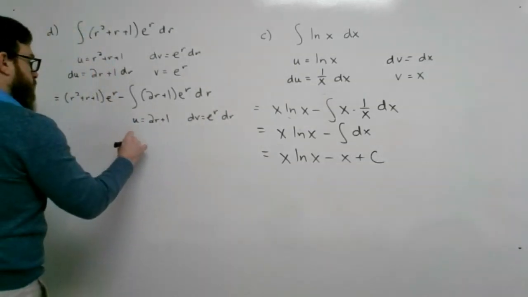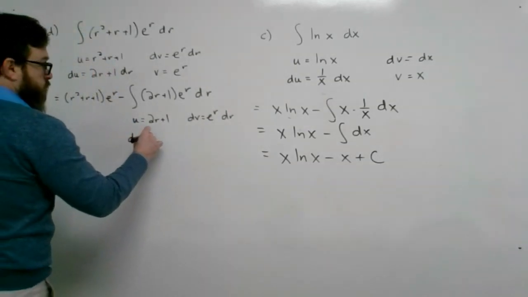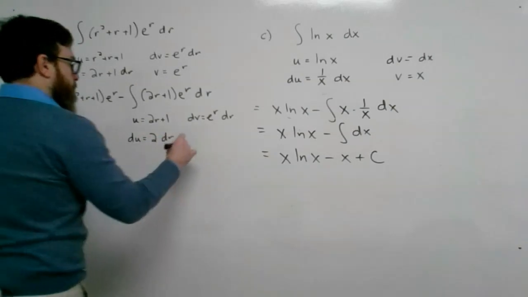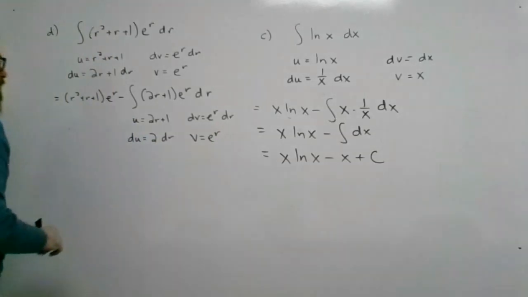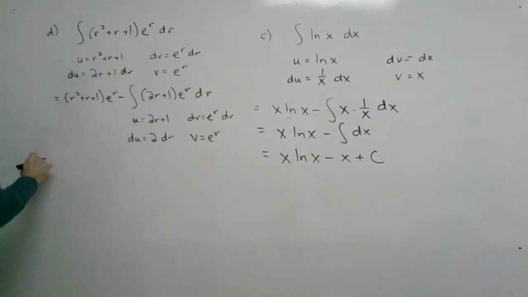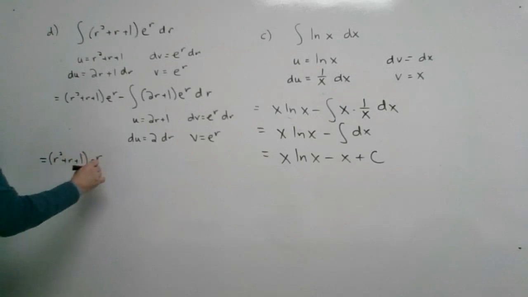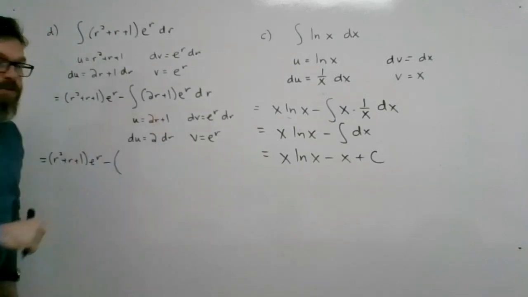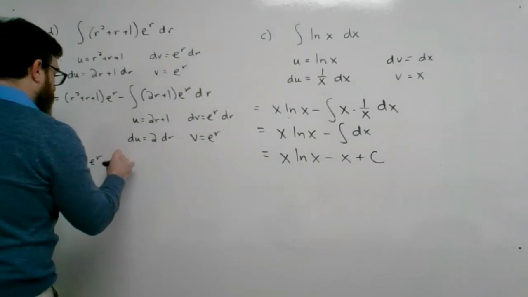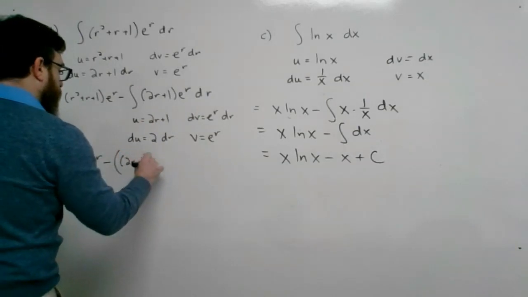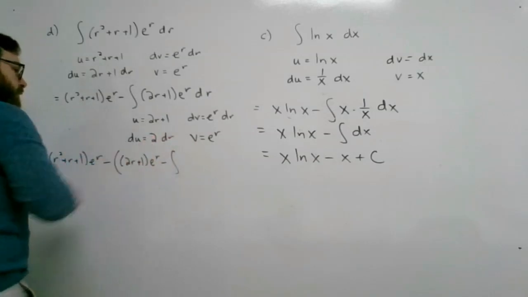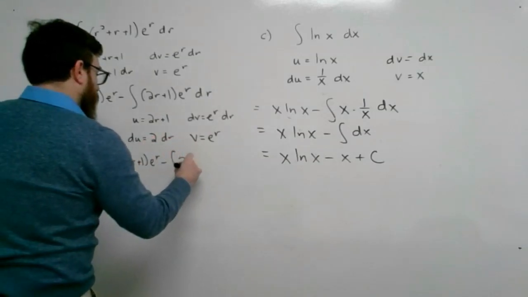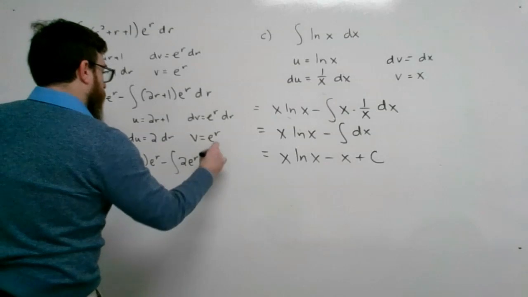So that means du is going to be equal to just 2 dr, and v is going to be equal to e to the r. So don't forget, we still have this piece. So I'm going to have r squared plus r plus 1 e to the r minus, whatever this gives us. So this is going to be uv minus the integral of v du. So this is going to be 2 e to the r dr.